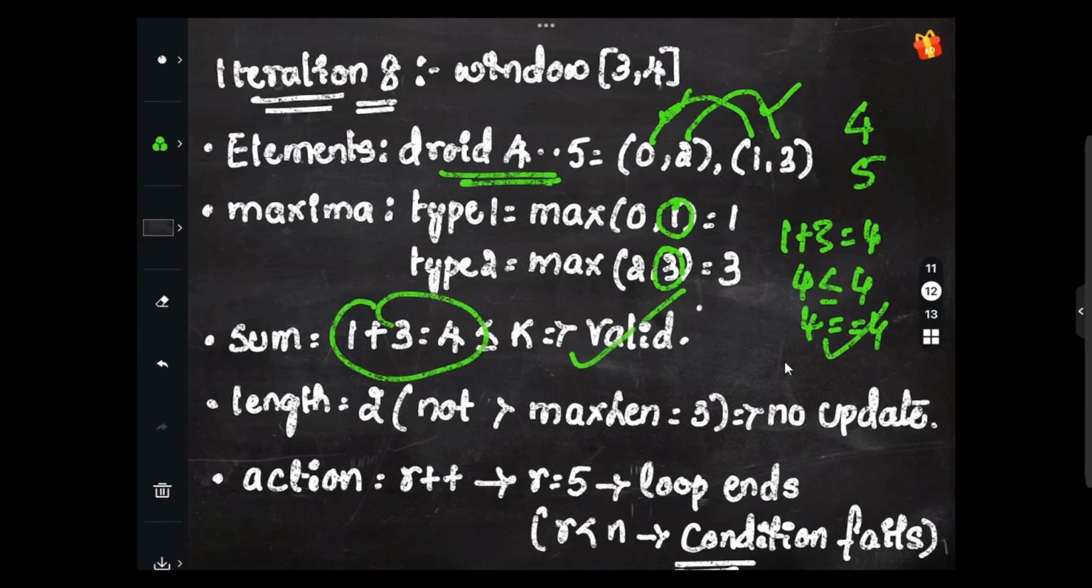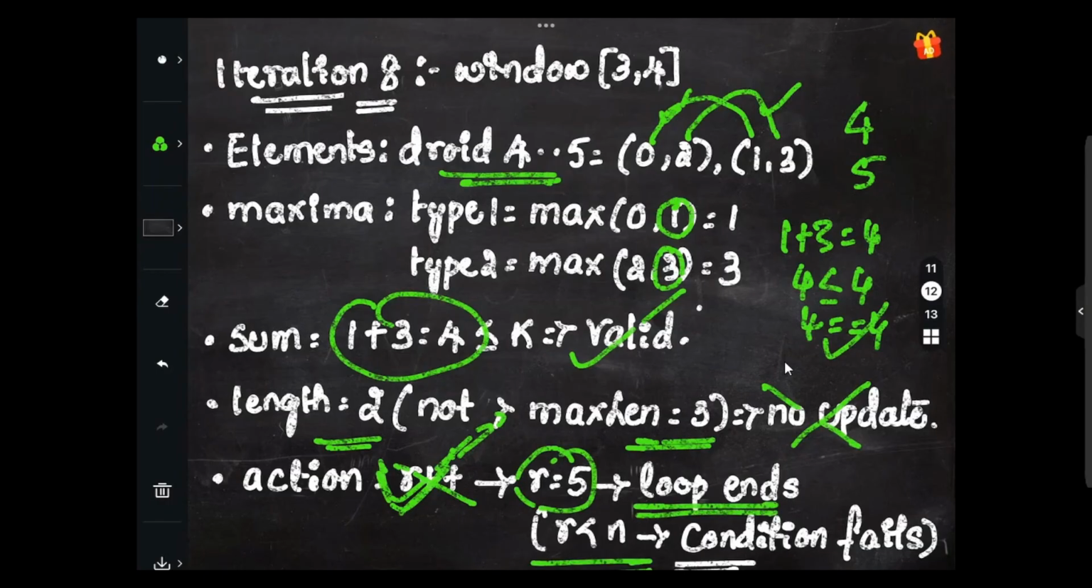So the length is 2, not greater than max length. So max length remains 3 itself, so we are not updating the max length. Next we will be incrementing the right pointer r to 5. So here the loop ends. r is less than n, so the condition fails here, the loop ends, and we will stop here, right?